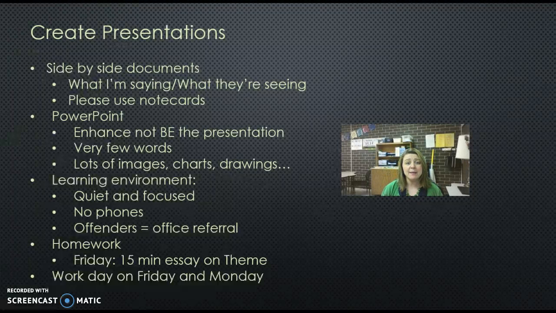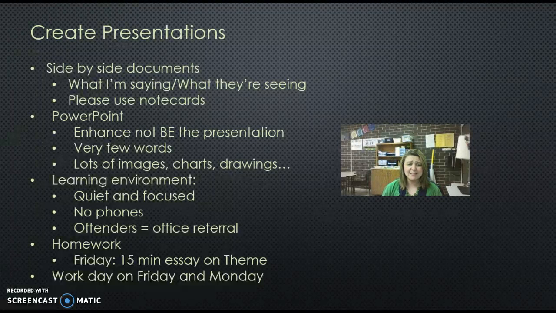Now I keep using the term PowerPoint, but remember, you don't have to use a PowerPoint. You can use anything that you're comfortable with. That could be Prezi, that could be just a Word document that you scroll through, whatever you feel you need to do, but you have to use some kind of enhanced media to meet all of the standards.